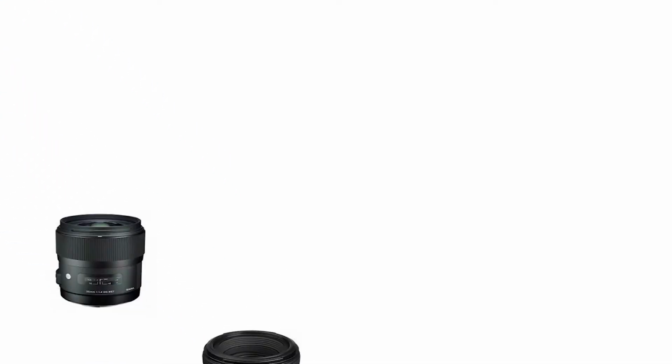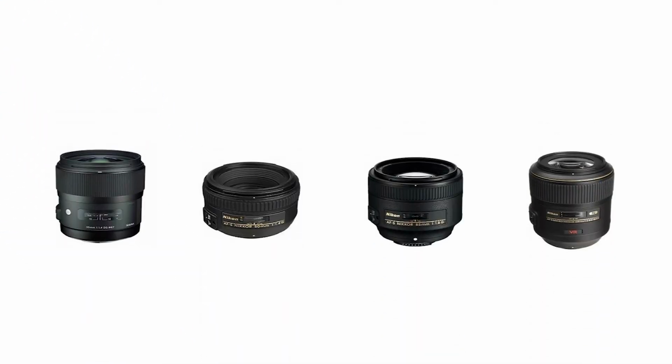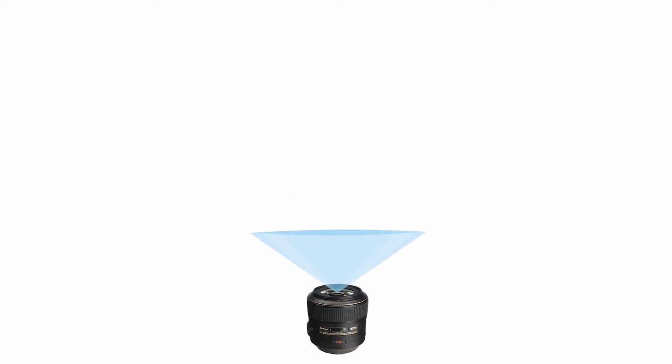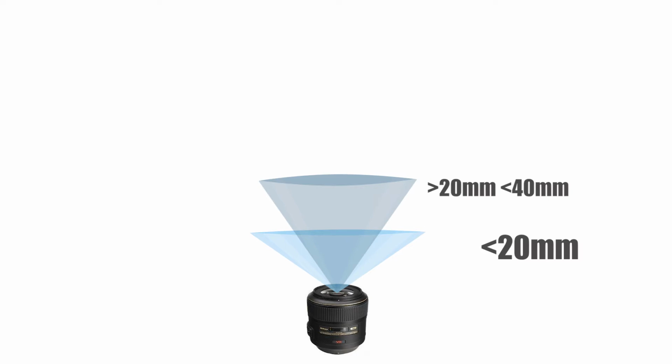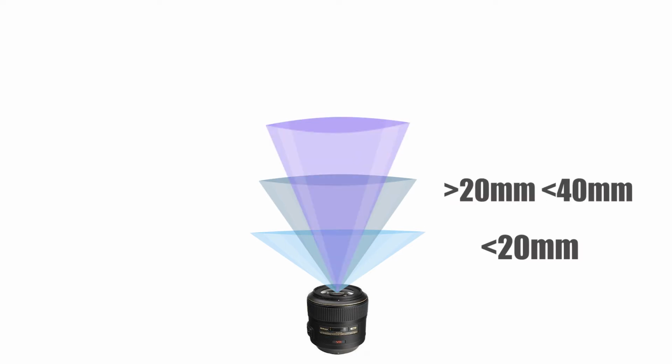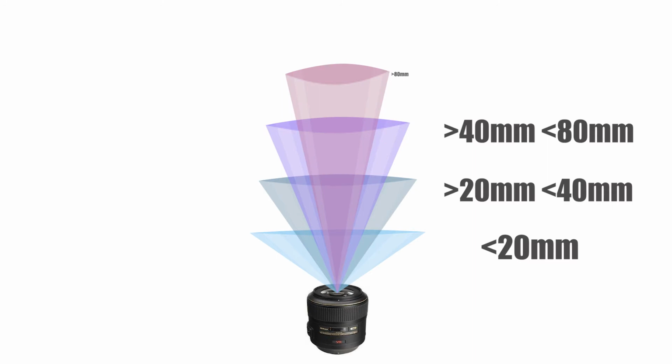Reminder: the objectives of a smaller focal length cover a greater angle and the lenses of greater focal length cover a smaller angle, which allows us to get closer to an object and reduce its depth of field to obtain planes of selective focus.